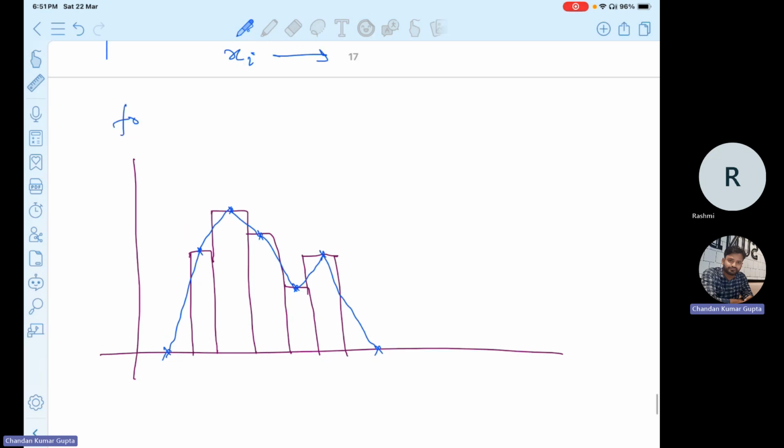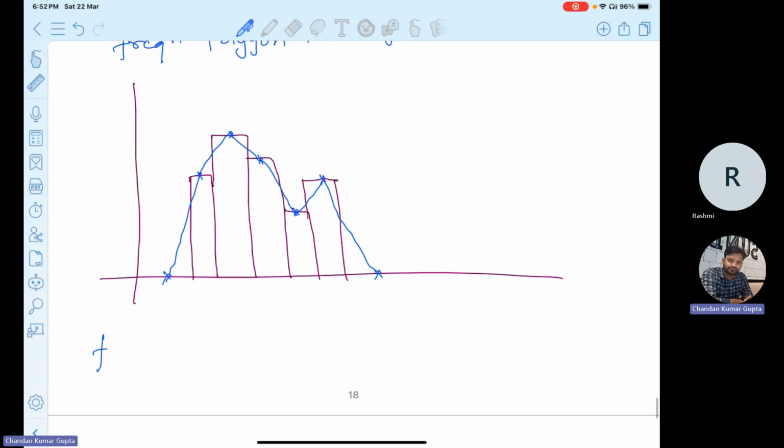Okay, if we connect these cross points with a freehand curve, then it is a frequency curve. If we connect these cross points with a straight line, then it is a frequency polygon. And when we connect these cross points with a freehand curve, then this curve is known as a frequency curve.